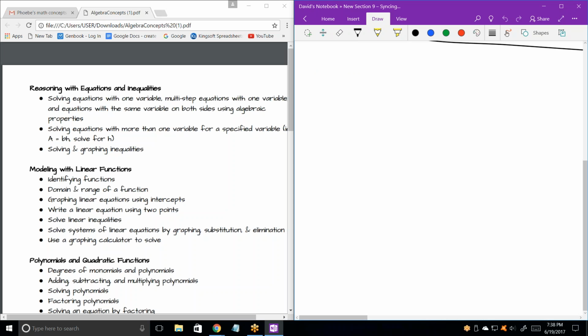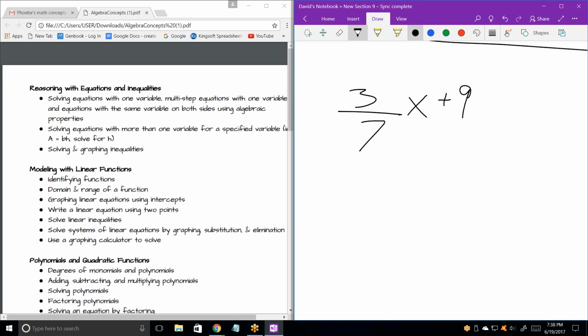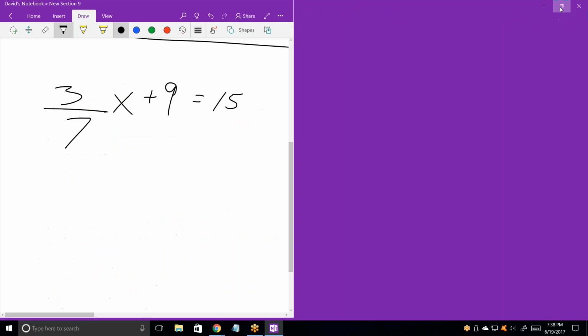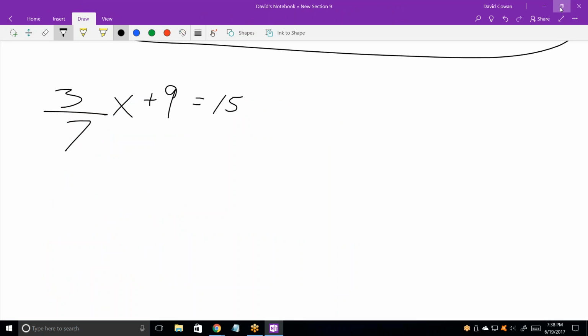Let's see. Okay, so solving equations with one variable, multi-step equations with one variable, and equations with the same variable on both sides using algebraic properties. Let's just try a few. And just work me through how you would solve this equation step by step. What would you do as a first step?